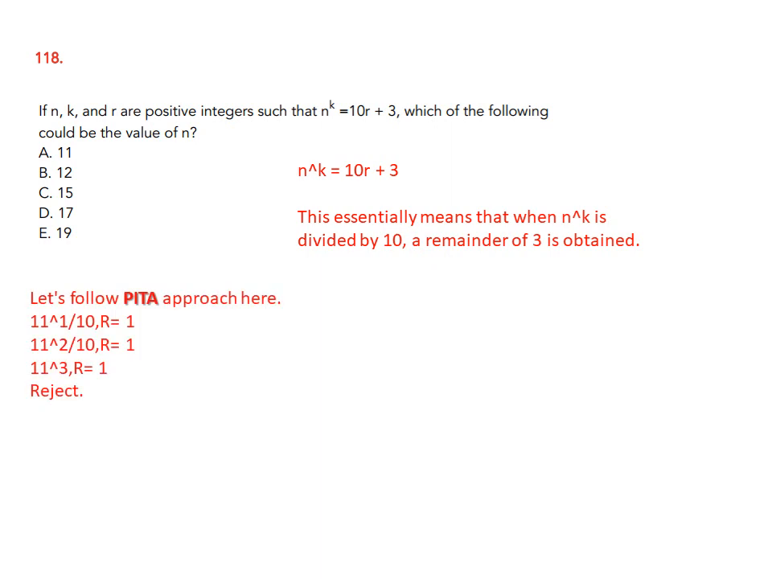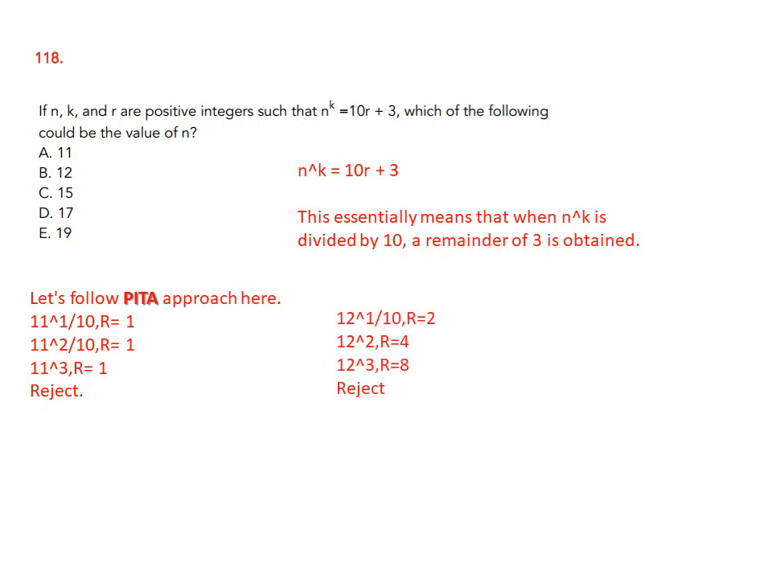Now we'll use a theta approach. We'll use the option test strategy and we'll replace k linearly with 1, 2, 3. So gradually we'll do it for all options. So 11 to the power 1 divided by 10, you get the remainder 1. So we need remainder 3, not 1. So in case of 11, we have tested with the power 2 and 3 and we have just rejected.